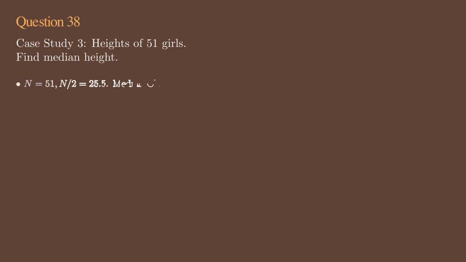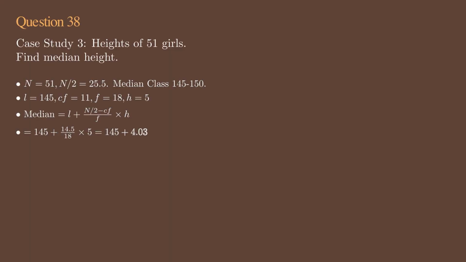Question 38. Case study 3. Find the median height of 51 girls from the given data. Total n is 51. So n over 2 is 25.5. The median class is 145 to 150. Using the median formula with lower limit 145, cumulative frequency 11, frequency 18, and class size 5, the median height is 149.03 centimeters.